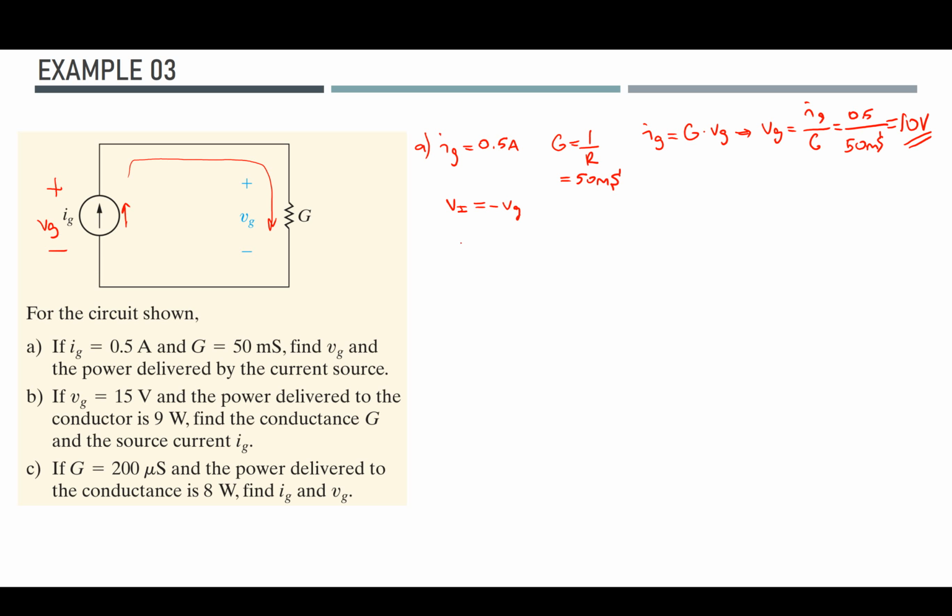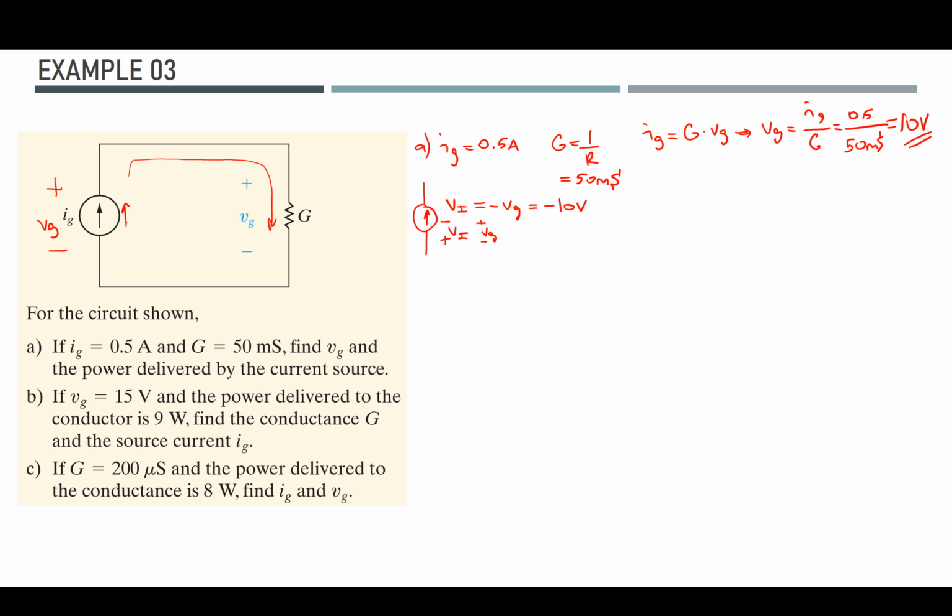Because here I have a current source like this, so the actual value should be like this. However, the reference that I have calculated is like this. So because of this polarity change, I have to apply a negative sign. So in this case, the voltage across the independent current source should be minus 10 volts.